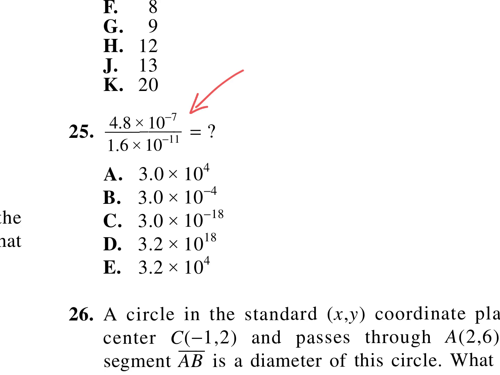Did you all get 3E4? I got 30,000. Okay, 3E4. So which one do you think is the answer? It's A. That E4 is exponent of 4. There's my 3. Pretty easy, right? Just had to type it in on the calculator.